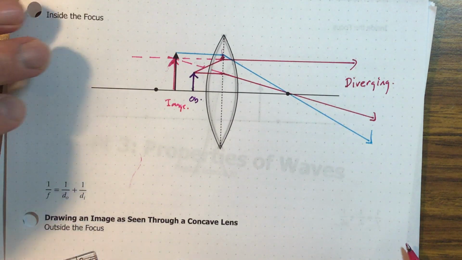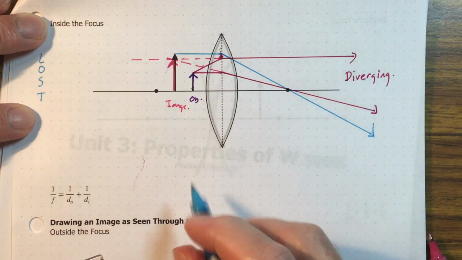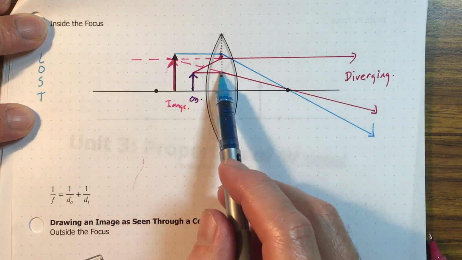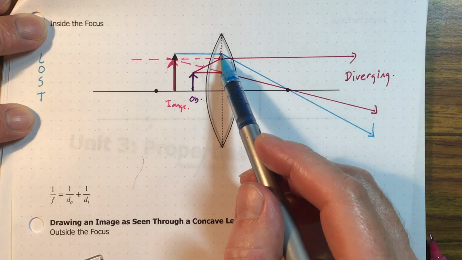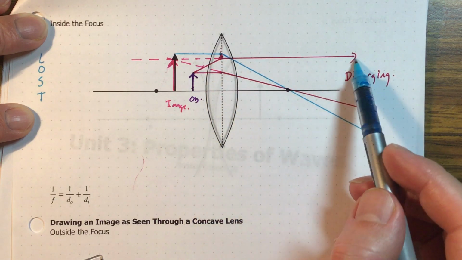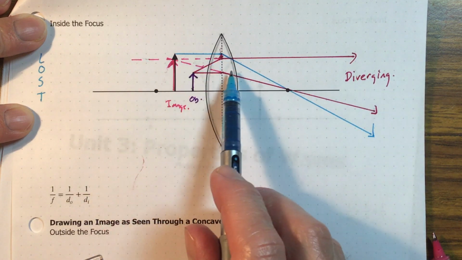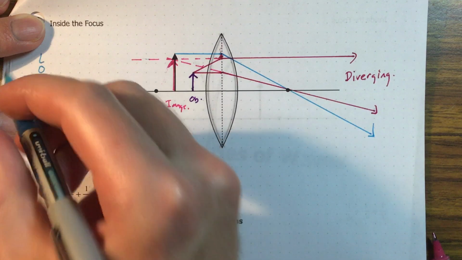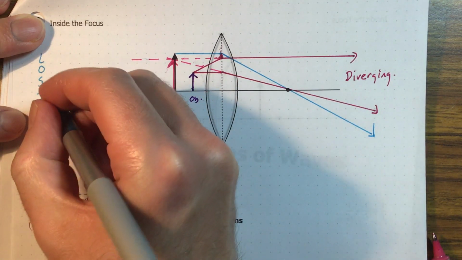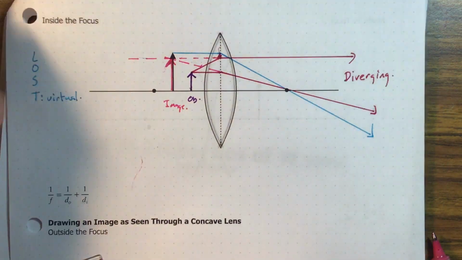All right, so let's write the log. Okay, so we drew our first ray parallel through the focus. We drew our second ray from the focus to the lens, then parallel. But because these were diverging rays, we had to backtrace our refracted rays. And where those met, we got our image. Because we're backtracing, we get a virtual image.